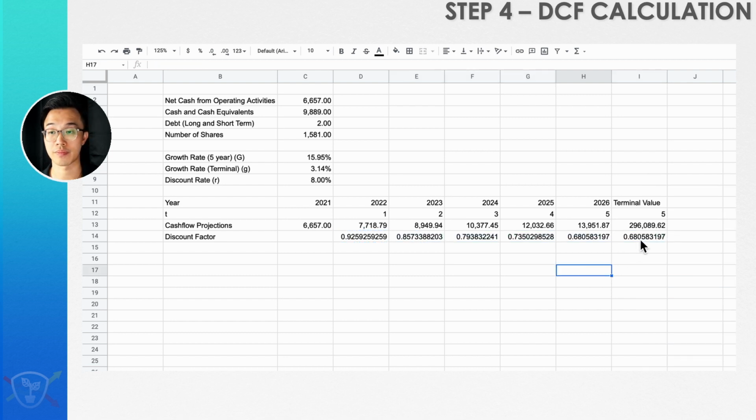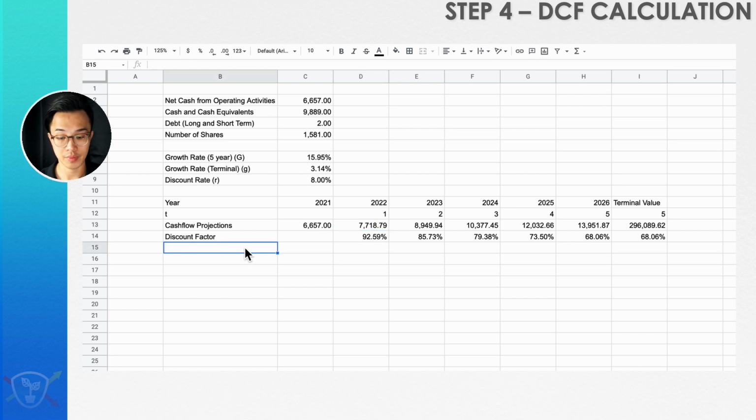Formula. So now to get the present value of the projected cash flows, we simply need to multiply each of these cash flow numbers for that year with its corresponding discount factor. So we're going to call this row the present value.